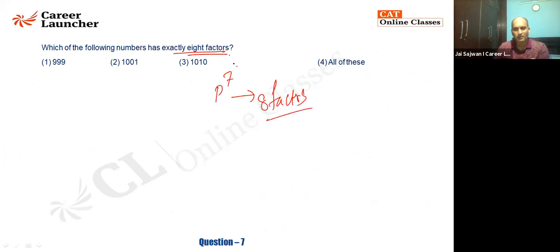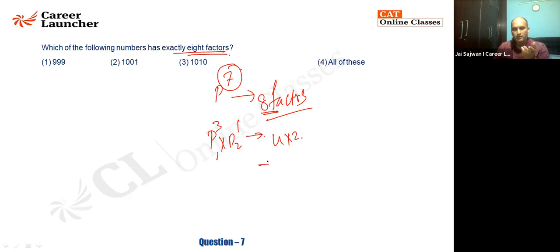Okay, tell me once, can't we write 8 factors as 4 into 2? That means prime number 1 to the power of 3, prime number 2 to the power of 1. I'll say this will be having 8 factors.